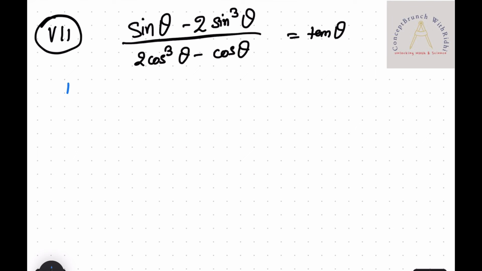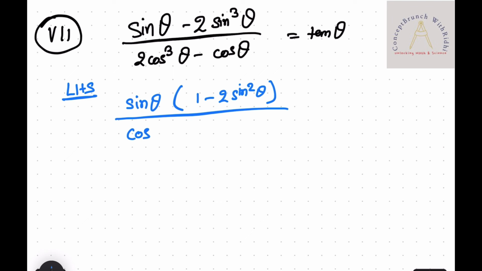In this question, we'll take the LHS and we'll prove till RHS, right? If you can see, easily we can take sin theta common here and cos theta common here. Let's do that. If I take sin theta as common, what is the remaining part? 1 minus 2 sin square theta. And in the denominator, same thing: we are going to take common cos theta and 2 cos square theta minus 1. In place of the 1, I'm going to use the identity sin square theta plus cos square theta. Sin theta divided by cos theta.